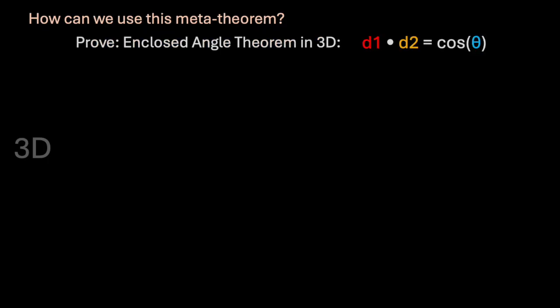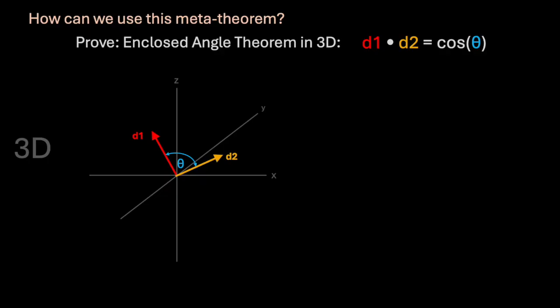Okay, so how can we use this meta-theorem? Say we wanted to be able to prove the 3D case for the enclosed angle cosine theorem. So now our direction vectors will be 3D, D1 and D2, and we want to prove that their 3D dot product will still give us cosine of theta. So how can we prove this? Well, now that we have that meta-theorem, we can just sketch in 3D. There's our two 3D direction vectors, D1 and D2. There's the enclosed angle theta.